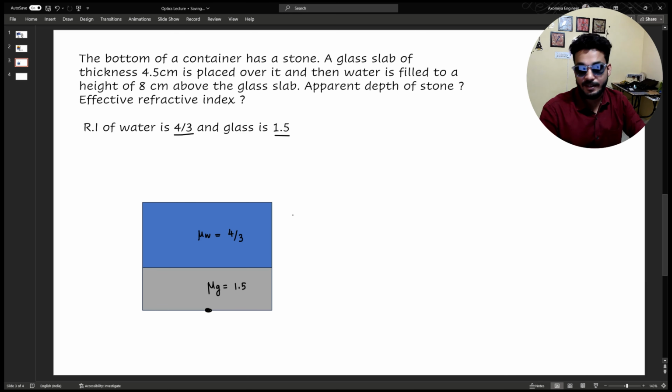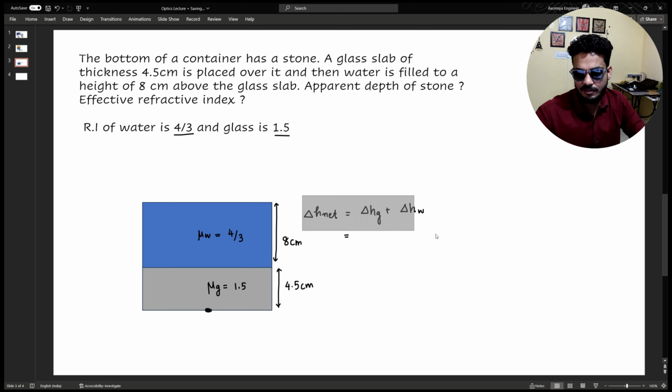What will be the apparent depth? We know that the net shift in the upward direction will be the shift because of glass plus the shift because of water. The thickness is given. So this is 4.5 centimeters, and this right here is given to us as 8 centimeters. So we have to plug in the values here.